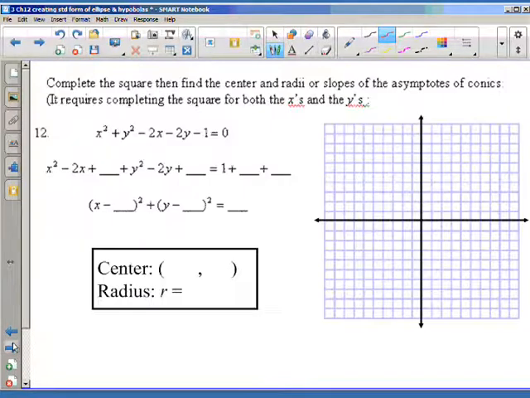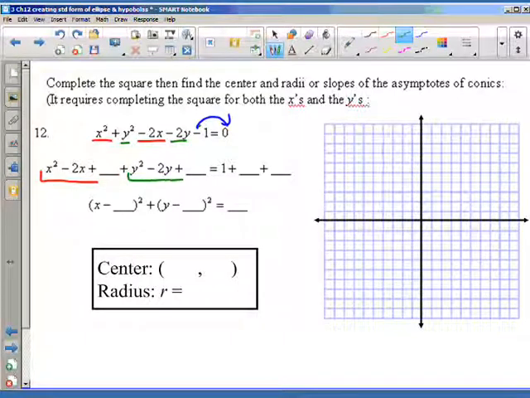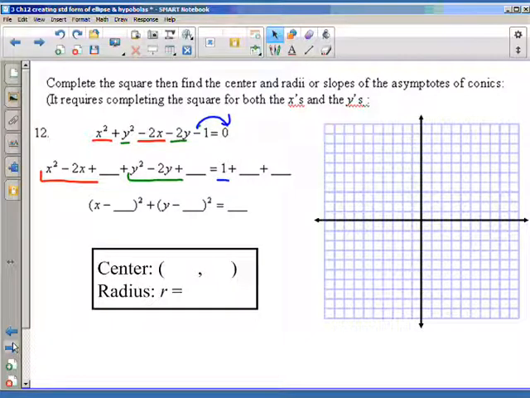So here we go. Complete the square, then find the center and radii or slopes of the asymptotes of conics. So we're going to complete the square for both x's and y's. And a good skill here is to identify the x terms, pull those off to the side, and the y terms. This constant, we're going to want to throw that over the other side. So in the very first step, we have the x squared minus 2x, the y squared minus 2y, and then the constant over here on the right. And now let's work the problem.